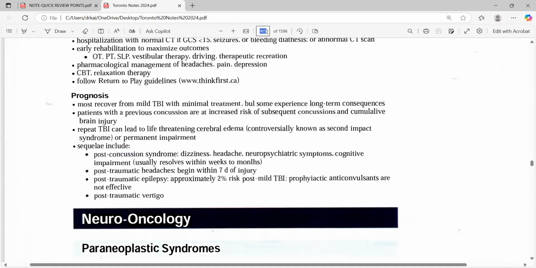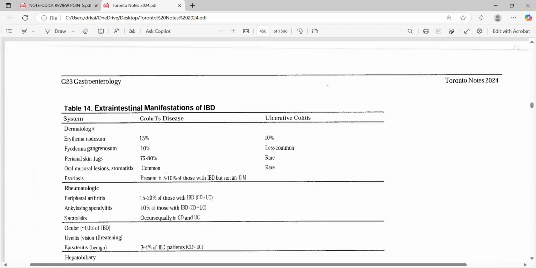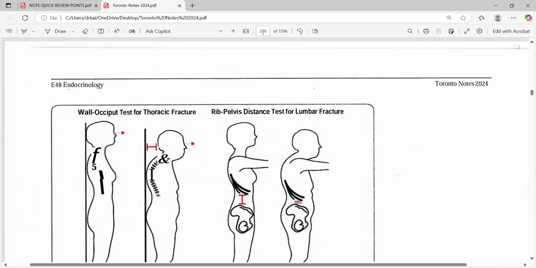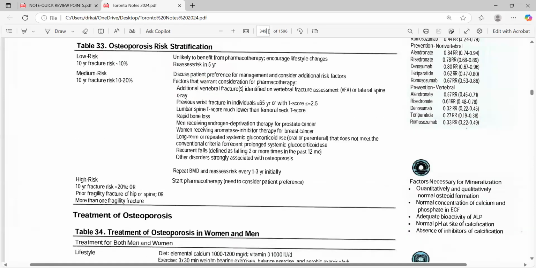Then let's go back to emergency medicine. I think where were we in emergency medicine? In endocrinology, all you have to do is thyroid and diabetes. Okay.